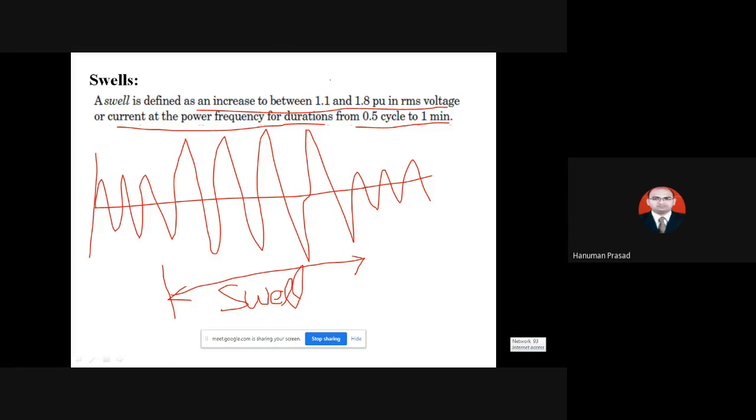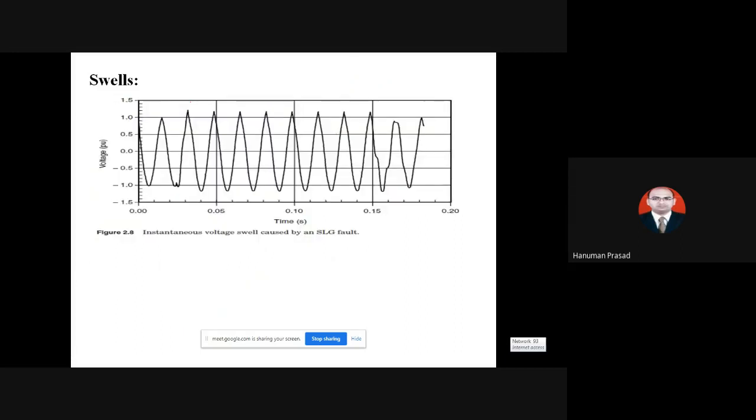देखिए, voltage is increasing to 1.1 to 1.8 per unit of RMS voltage. During this duration voltage is increasing. Voltage swell में क्या, swell में increasing, voltage sag में क्या था, voltage decreasing. This is called the voltage swell. यहां से आपका voltage is increasing. This is voltage swell.